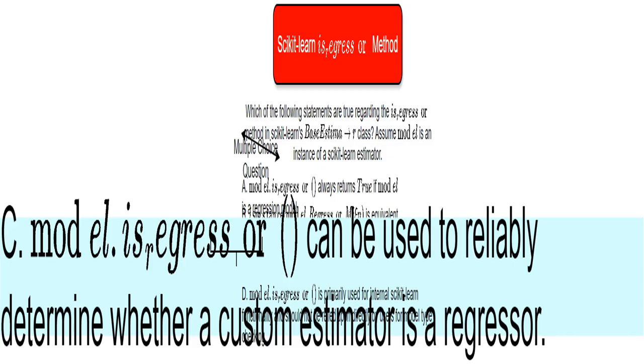This is also false. Because of how _is_regressor can be changed in user-defined models, you cannot reliably use it to see if a custom model is a regressor. It's not designed to be a completely reliable way for outside users to check this. It's unreliable for this purpose.